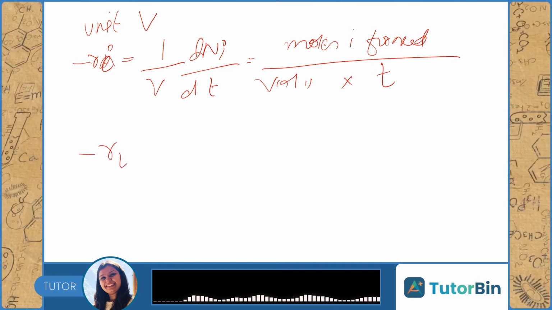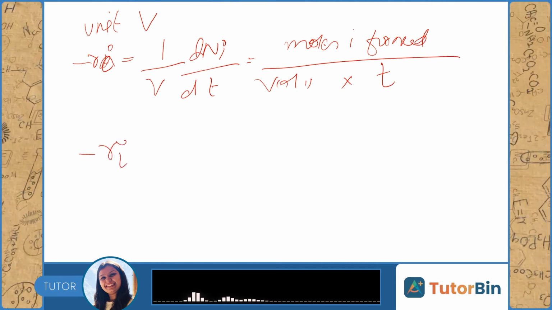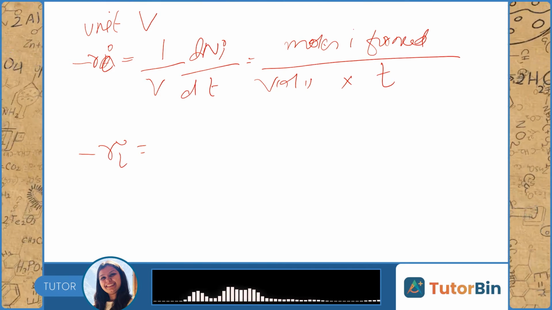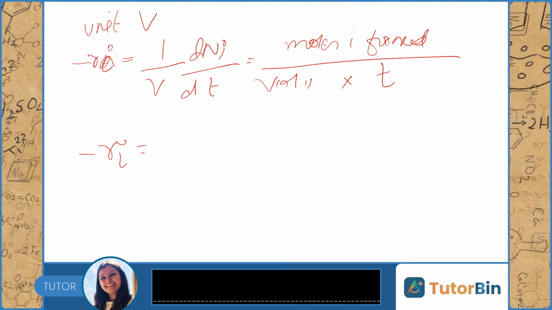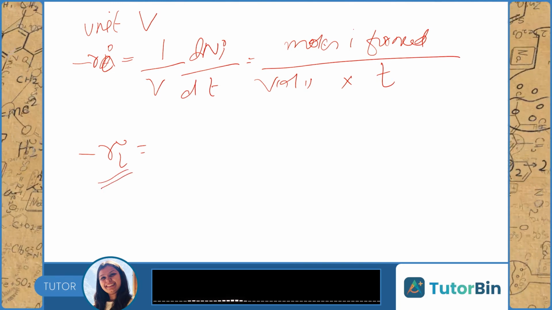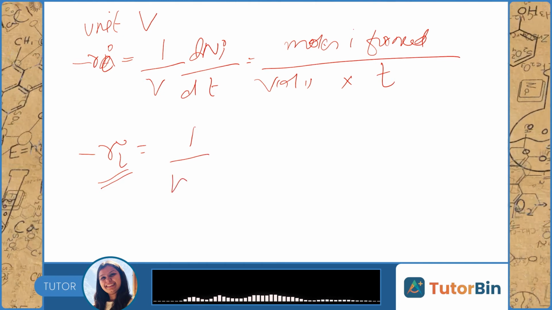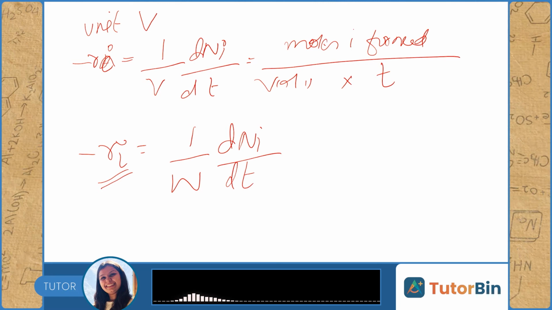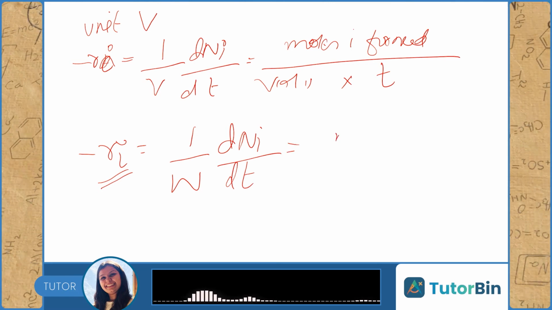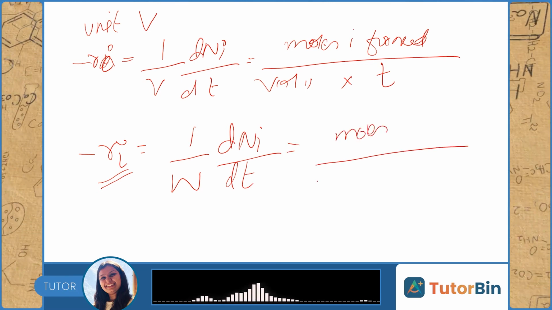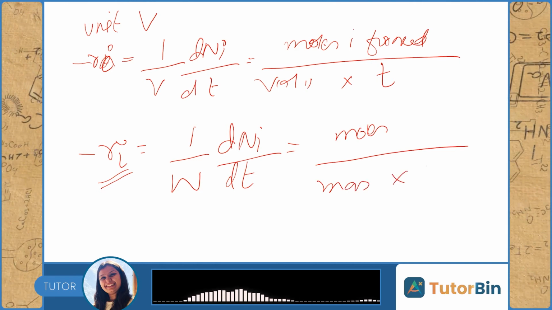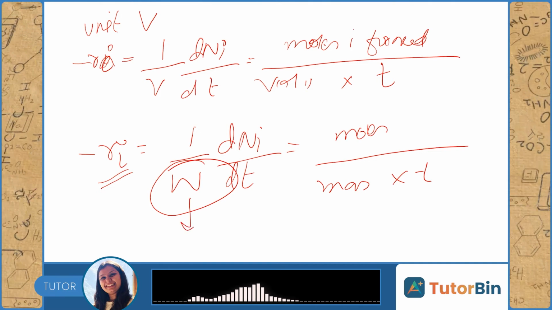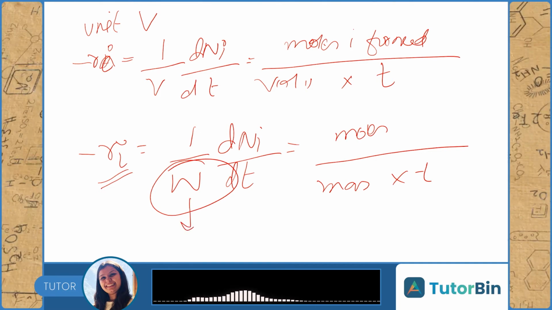Secondly, we can define the rate of reaction of component i based on unit mass of solid in fluid-solid systems. Based on unit mass of solid, we can write the rate of reaction of i as 1 by W dNi by dt. This is nothing but moles of i formed or reacted upon mass of solid into time. W here is the mass of solid. Generally, it is the mass of the catalyst.